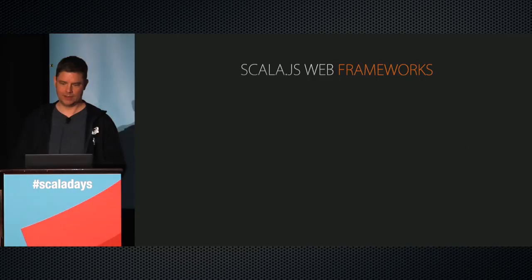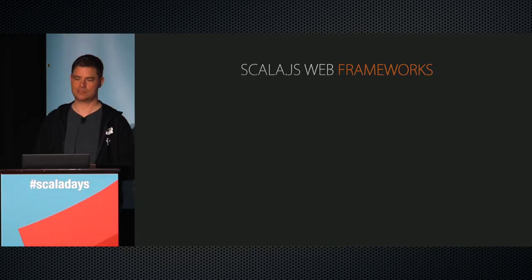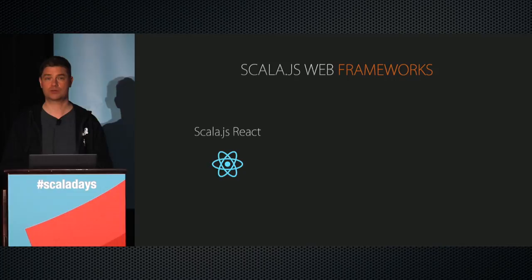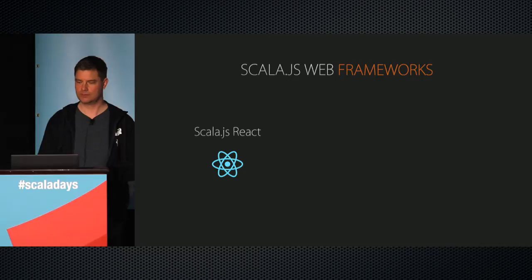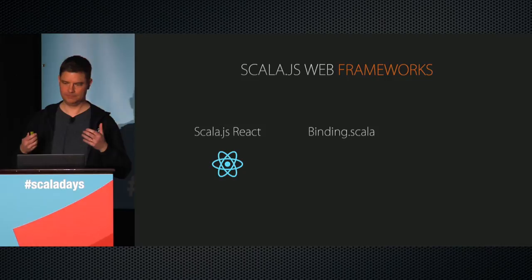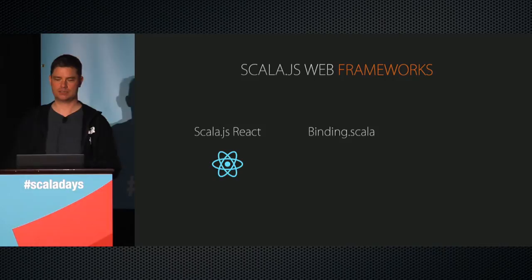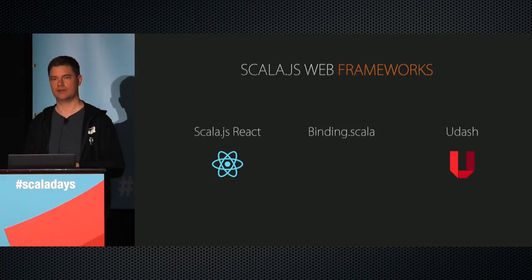Now in practice, however, you usually want to work with some web application framework that works with Scala.js. So there are three main categories. First, there are these different wrappers around existing JavaScript libraries, such as Scala.js React, which is probably one of the most popular ones. The second group is these reactive frameworks that propagate changes via bound properties. And in the third category, you have these more complete web application frameworks that provide more things than just a UI, for example, RPC and REST communication.